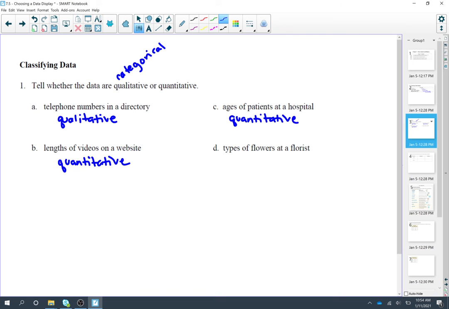And types of flowers at a florist shop. Okay, if you're talking about like a rose versus a tulip, you can't really find the median of a rose or a tulip. This is qualitative. These would be categories of flowers.